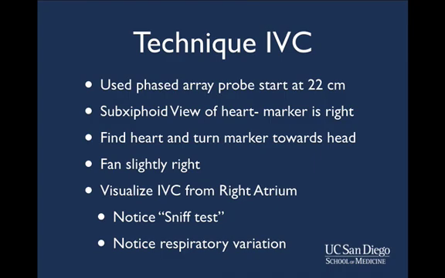To see the inferior vena cava, let's also start at about 22 centimeters using the phased array probe. We will start with the subxiphoid view of the heart with the marker dot to the right in the abdominal preset. We will find the heart and turn the marker dot towards the head. We will fan slightly to the right on the patient, and then we will visualize the inferior vena cava coming from the right atrium. Have the patient sniff and notice the inferior vena cava starts to collapse. Notice the respiratory variation in the inferior vena cava. We use this with ultrasound to estimate volume status.